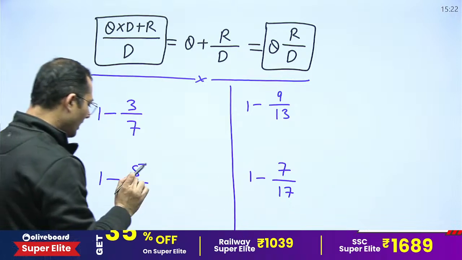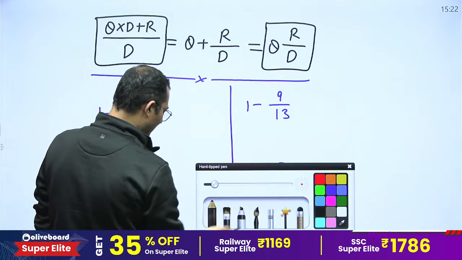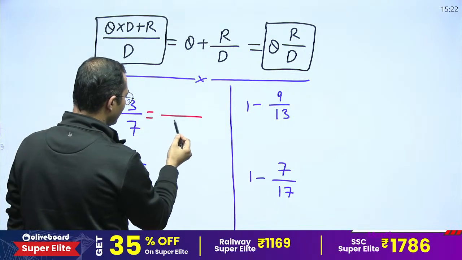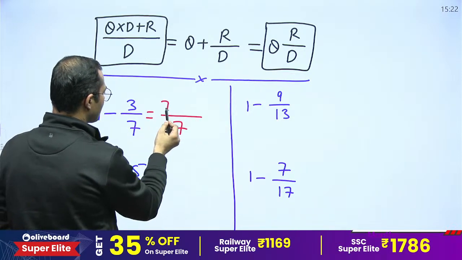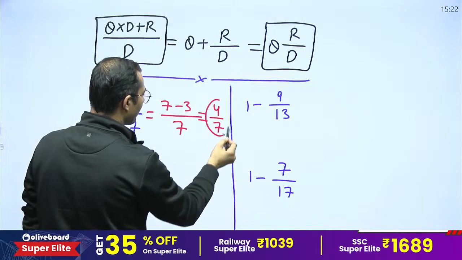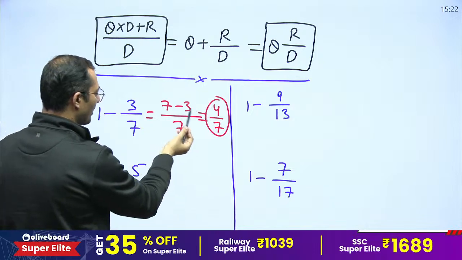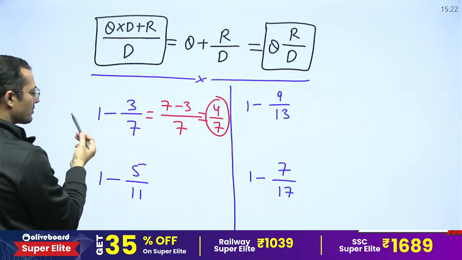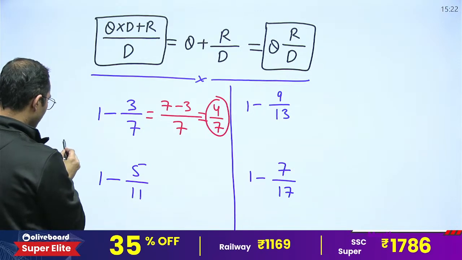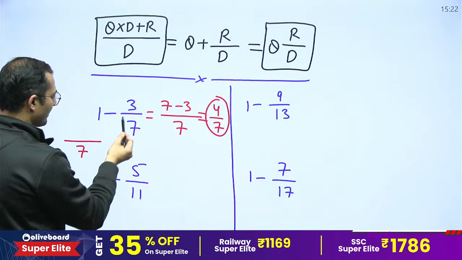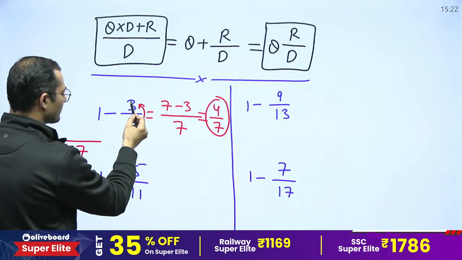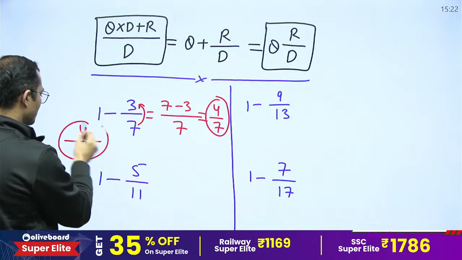See, many of you can say that, sir, if we have to subtract a fraction from 1, simply take the LCM, right? So 7 minus 3, I will get 4 by 7. But my dear friend, you are not supposed to do it like this. Whenever you have to subtract a fraction from 1, directly just write the denominator value, then subtract the numerator from the denominator. So 7 minus 3, 4. So this is the right answer.